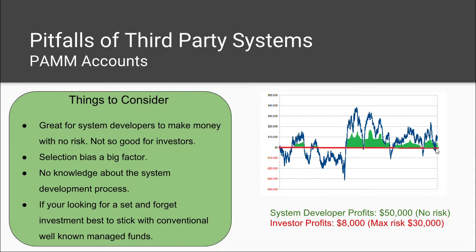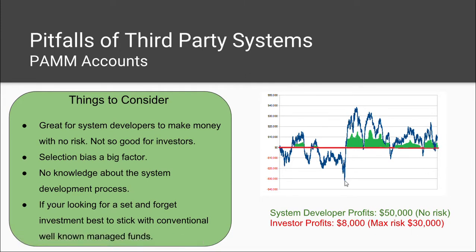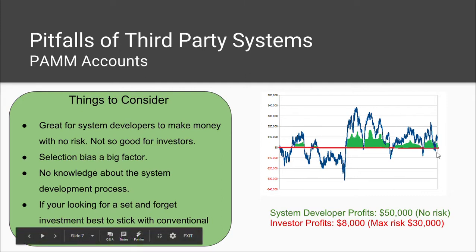If you finished it here, you wouldn't have made anything. You risked $30,000. So this is the lowest point. You needed $30,000 in your account to survive that period there. So you made $8,000 and you risked $30,000. That's a very bad risk-reward ratio.